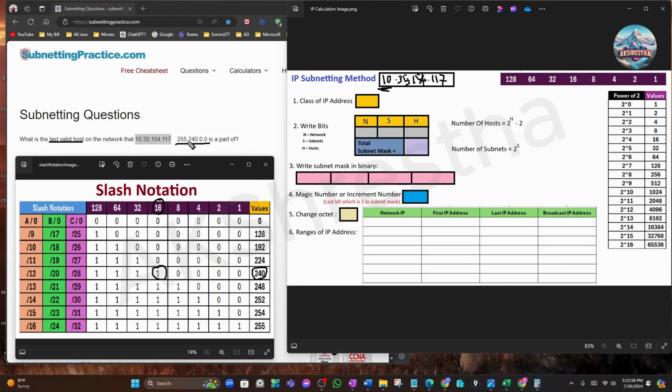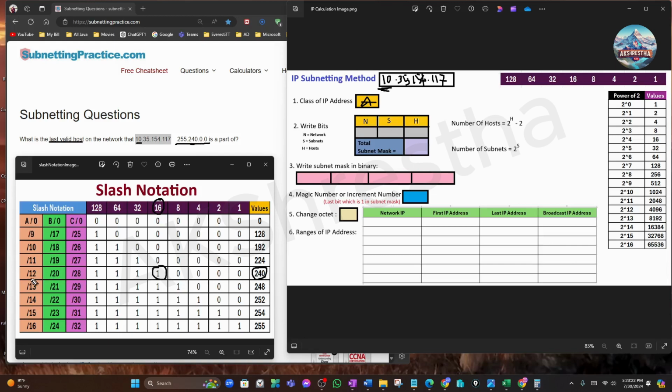Okay, in our question we have a 240, right? So I have to choose this one. And how do we figure out which octet we have to change? Let's see that. Okay, so this is a class A, right? So this is a 10, that's why we put class A here. And we know 240 here, right?